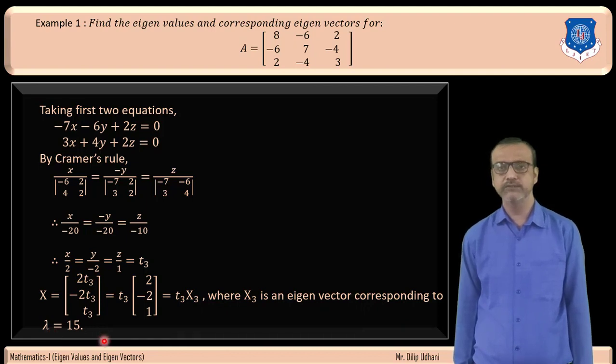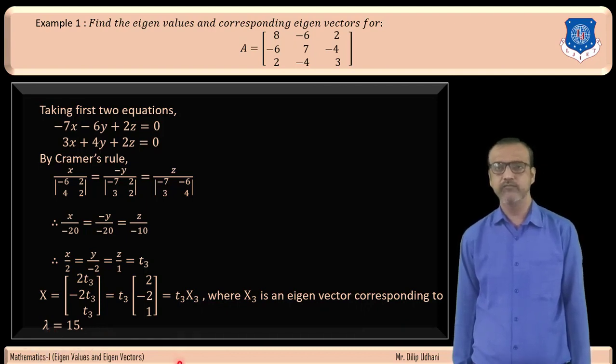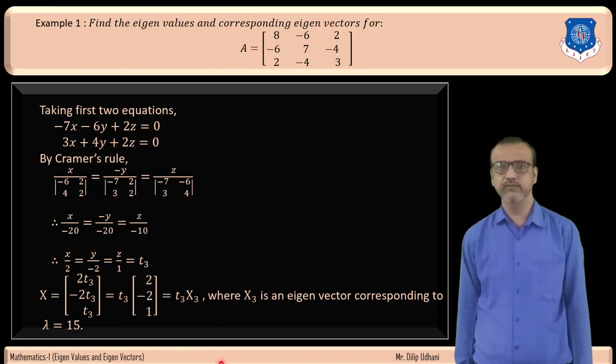So in today's lecture we have discussed the definition of eigenvalue and eigenvector, and then we have gone through one example in which we have seen how to find the eigenvalues and corresponding eigenvectors for the given matrix.